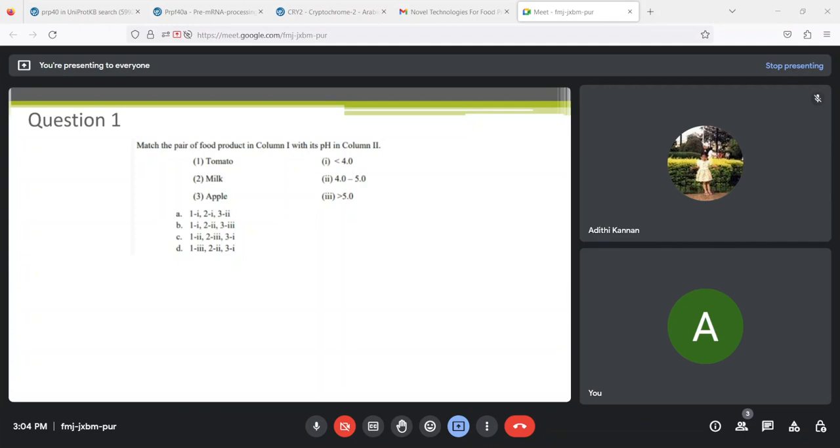Moving to question 1. Match the pair of food products in column 1 with its pH in column 2. In column 1 you have 3 different food products: tomato, milk and apple. In column 2 you have pH less than 4, 4 to 5 and pH greater than 5. As you can see here, the three food products have a pH lower than neutral, because these food products contain organic acids that result in a slightly lower, or acidic, pH.